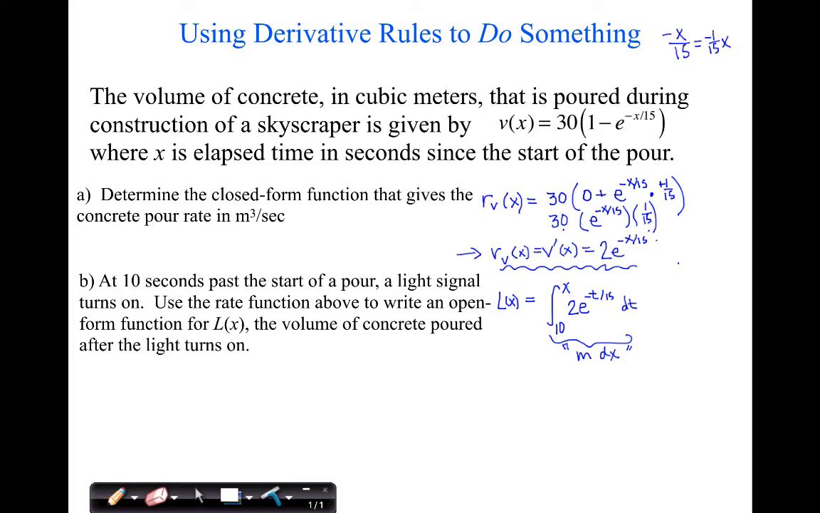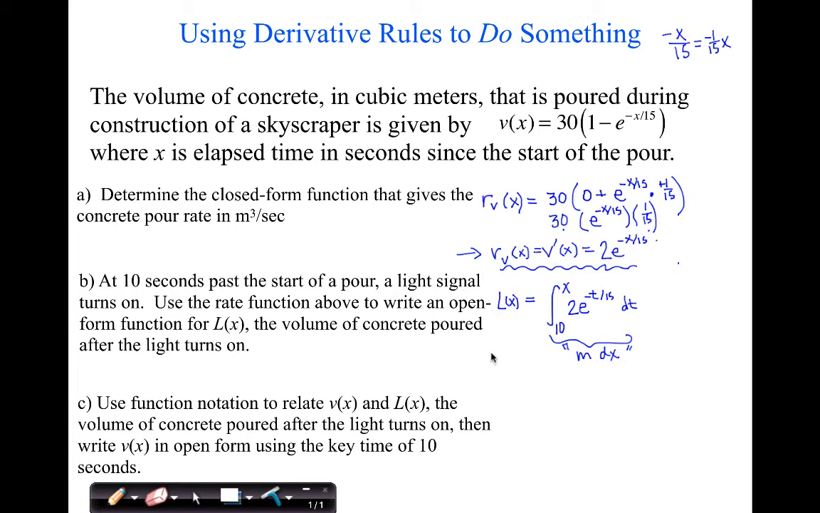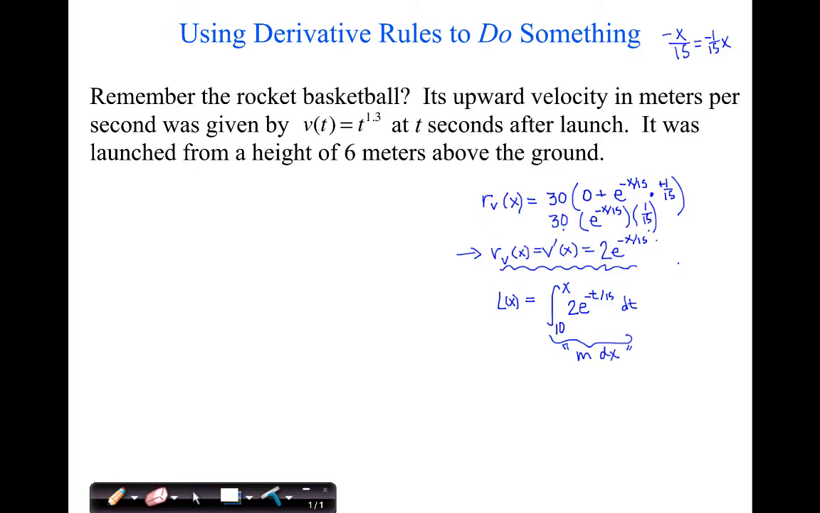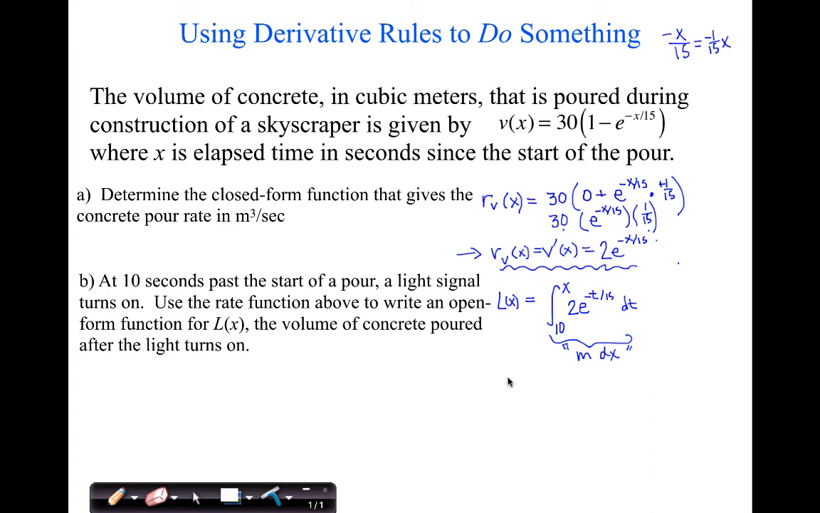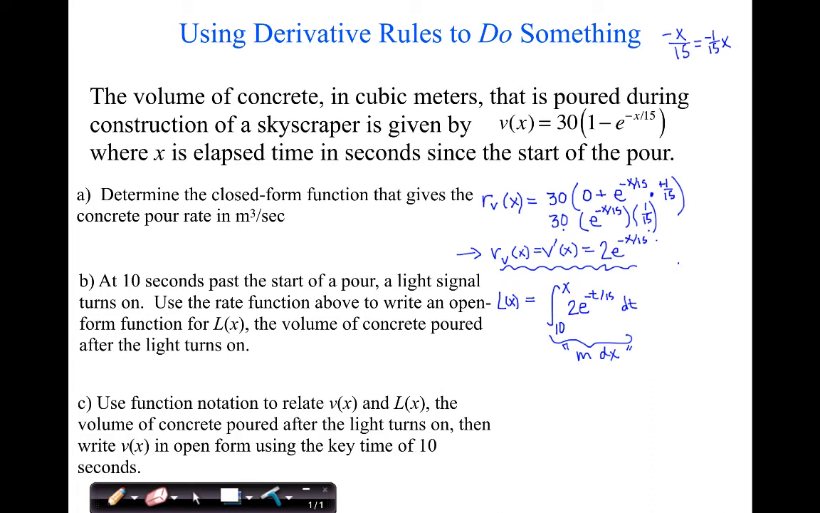So if I wanted to relate, V of x and L of x must be related, right? Because V of x gives me the total amount of concrete since we started pouring, that is since time 0. And L of x is just how much was poured since time 10. So the difference between them should just be, in words, the amount of concrete that was poured in the first 10 seconds.